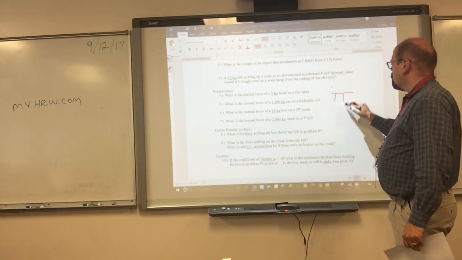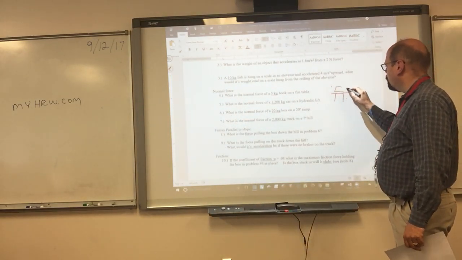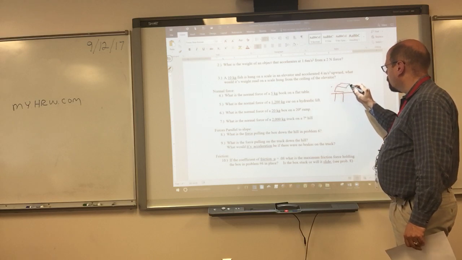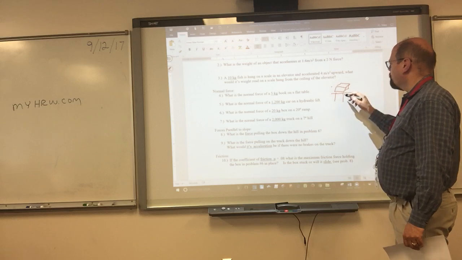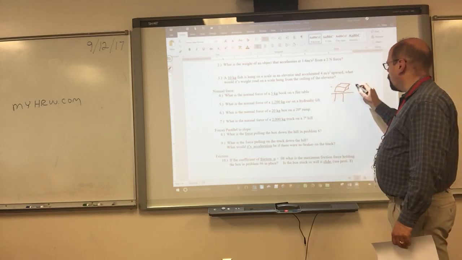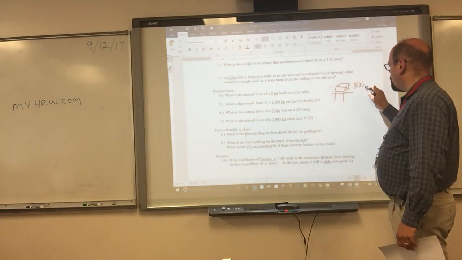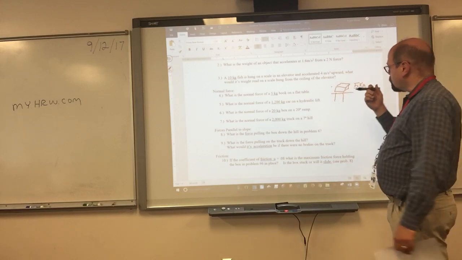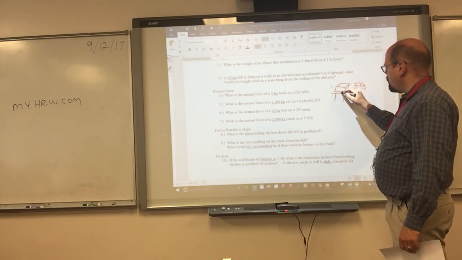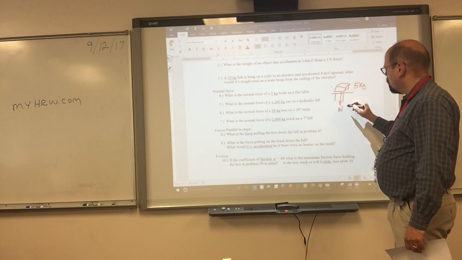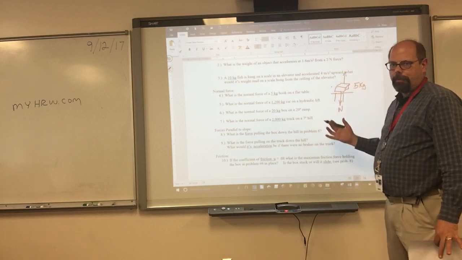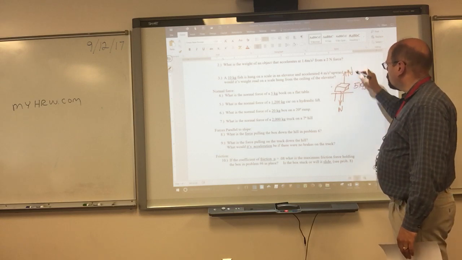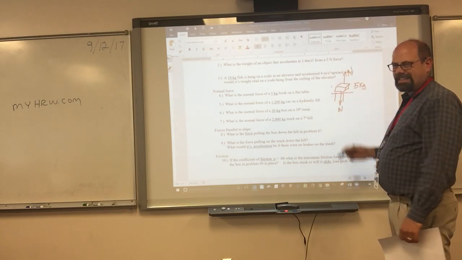Here's our table. Okay, it's got a book on here. Here's our book, and it's a 5 kilogram book. I'll usually put down the mass somewhere close to this, and the forces that are going to be acting on it are the weight, and then there's the force that the table has to provide to keep it sitting there, and that's usually what we call the normal force.